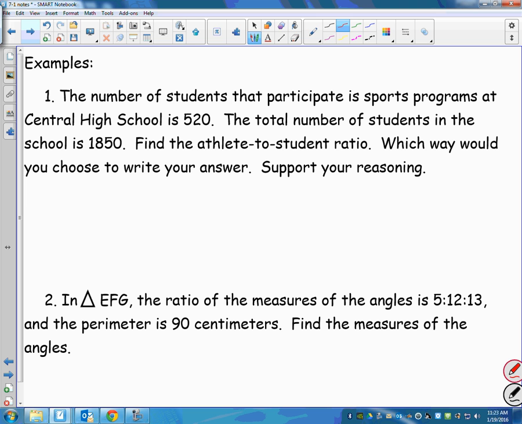Okay, so I put some examples on here. There's only one page of notes, but as you can see, I kind of squished a lot of examples on here. And so one thing we can talk about with ratios is word problems of finding the ratio or solving for something else.